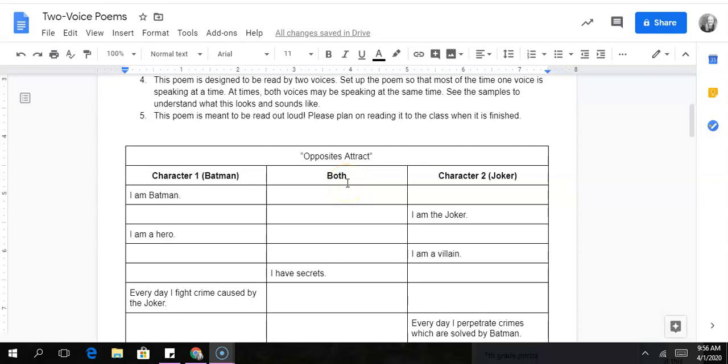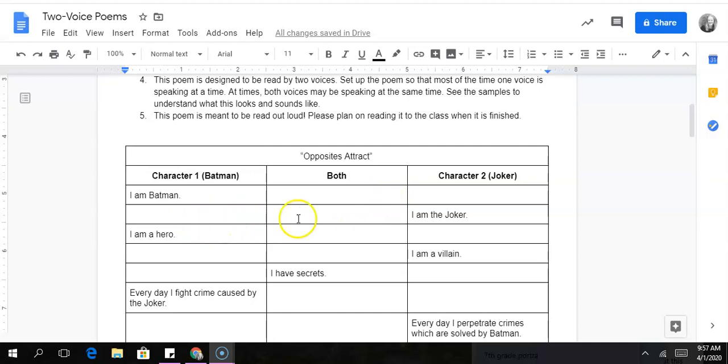For example, in this case with Batman and the Joker, something that they have in common is that they both have secrets. So what you're going to do is start by entering some information about character one, voice one. In this case, it's Batman. So you might start with his name. I am Batman. Now, you wouldn't put this under both because the person reading the line of the Joker is not going to say, I am Batman. That makes no sense. So character one, Batman, will say, I am Batman. Then you leave the rest blank because no one else is speaking at this point in the poem.